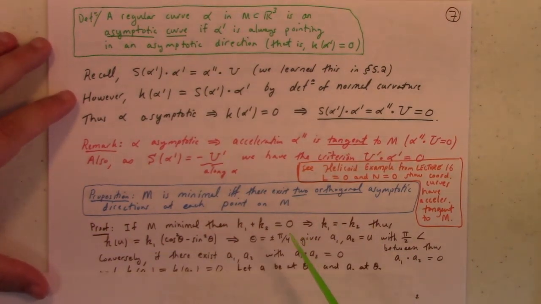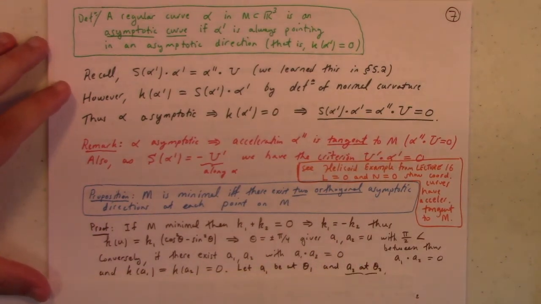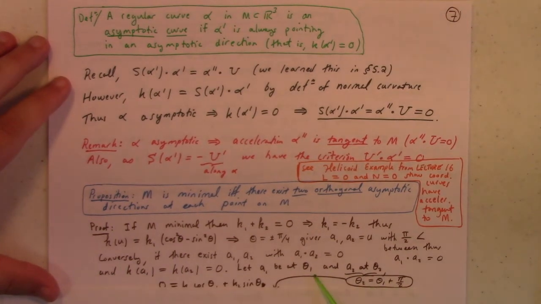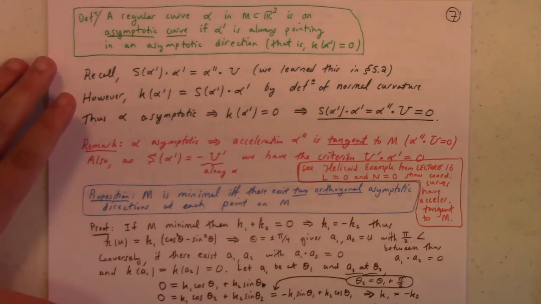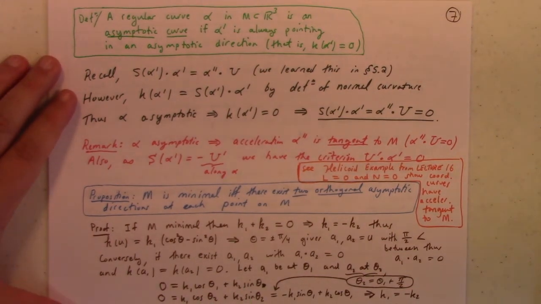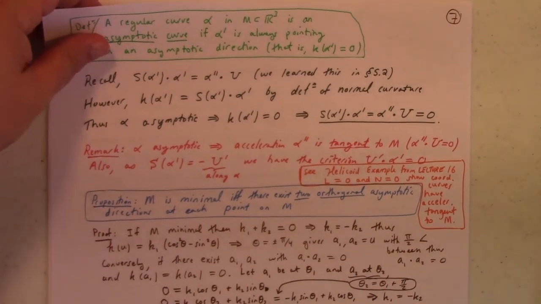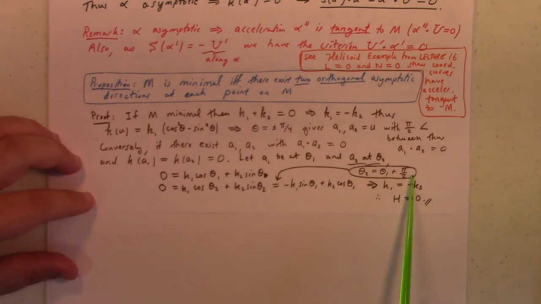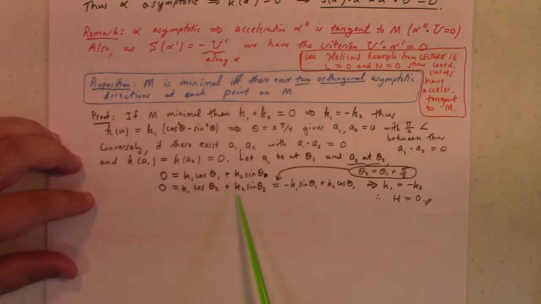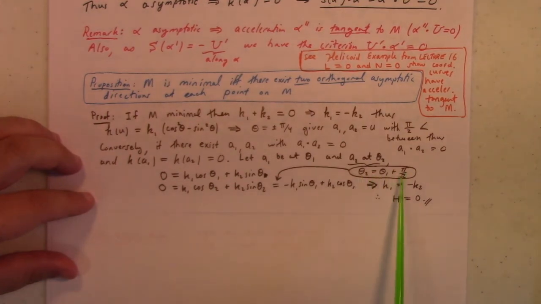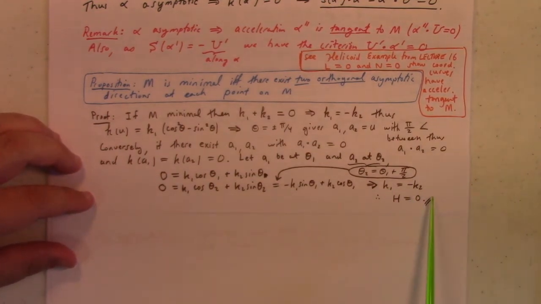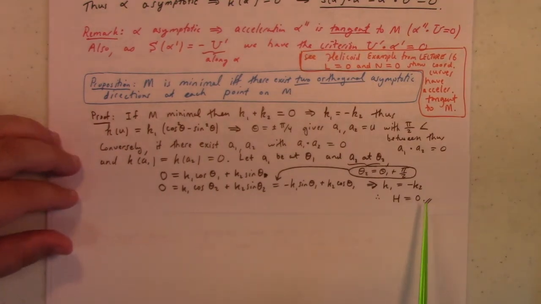Conversely, if you have two asymptotic directions with the dot product being zero, then by definition the normal curvatures are zero. If I take A1 to be at theta 1 and A2 to be at theta 2, we know that theta 2 is pi over 2 plus theta 1 because they're orthogonal. That gives me these two systems of equations. By the adding angles formulas for sine and cosine, I can change this to minus sine theta 1 and cosine theta 1, because theta 1 and theta 2 are related by this shift. When you look at these two equations, that implies that K1 is equal to minus K2, which shows you that the mean curvature is zero and hence the surface is minimal.